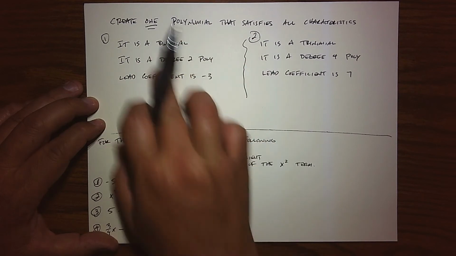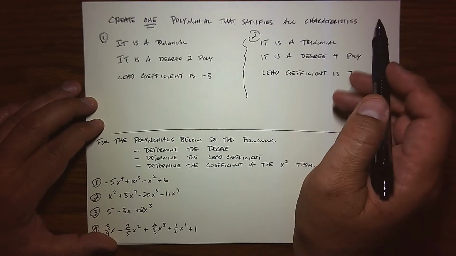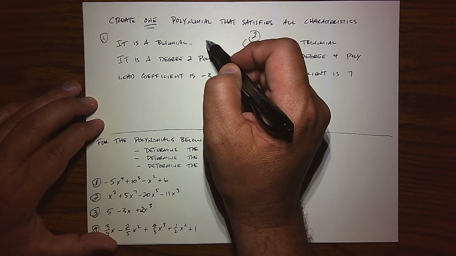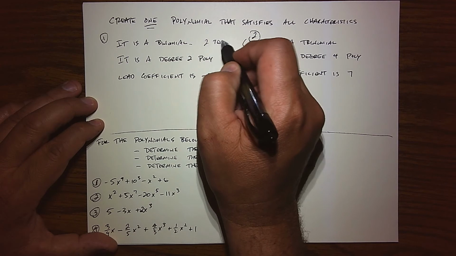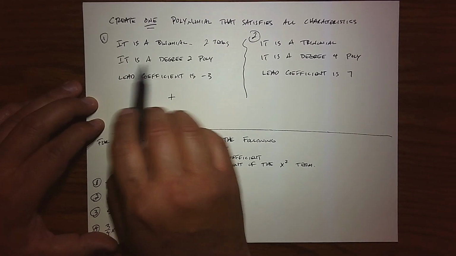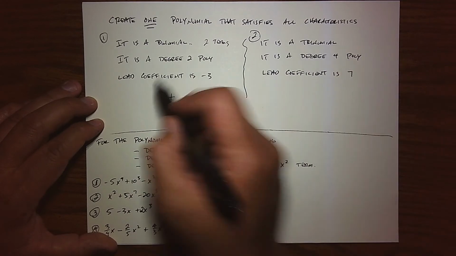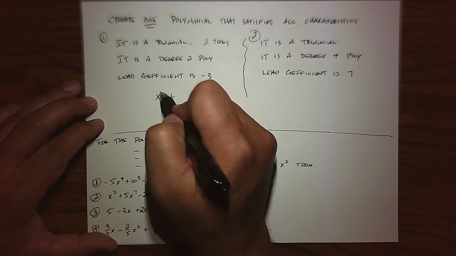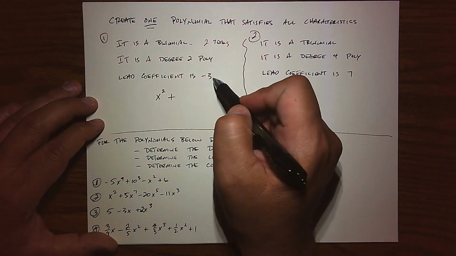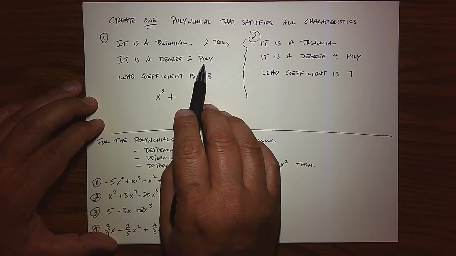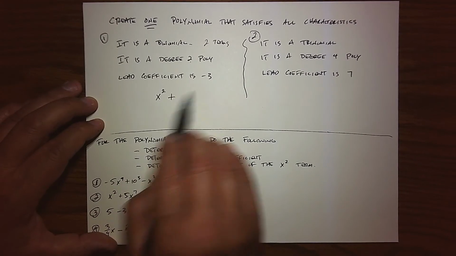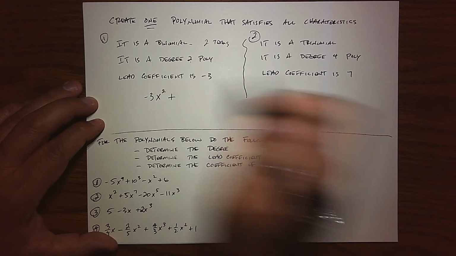So here's three characteristics that one polynomial has to satisfy. First of all, it's a binomial. What does that tell us? It has two terms, so maybe there's just one addition. The next thing, it is a degree 2 polynomial, so whatever variable I have out front has to be to the second power. And then the lead coefficient is -3. If my polynomial is degree 2, the highest degree power is 2, which means the leading coefficient is the number part of that.